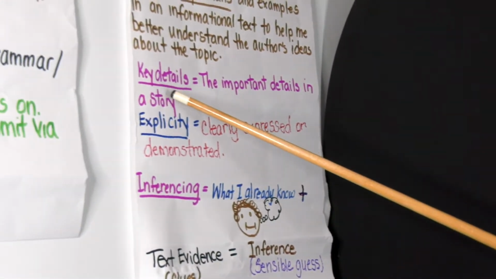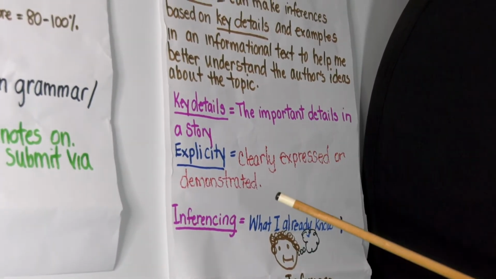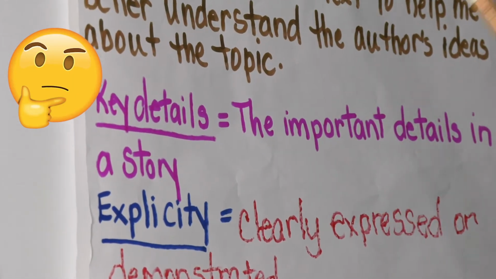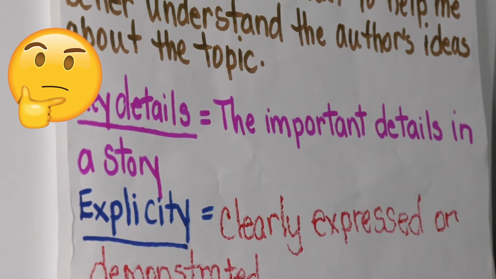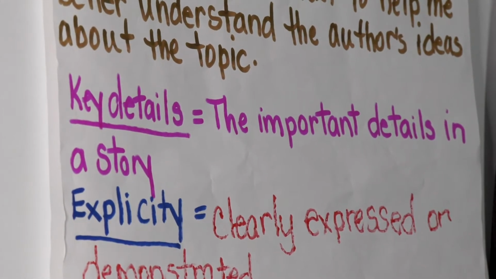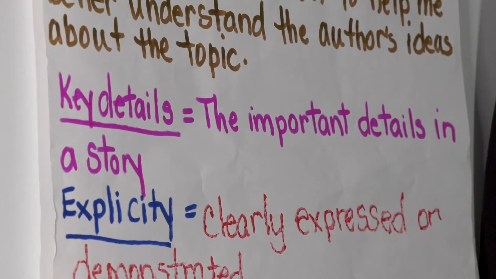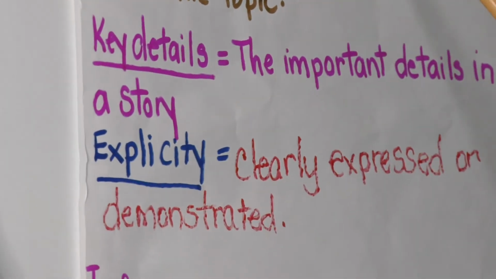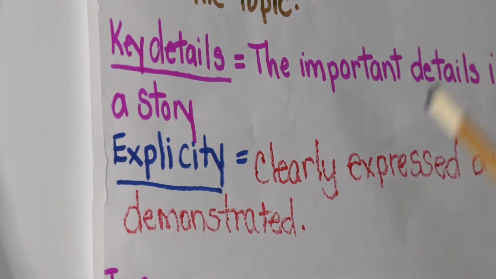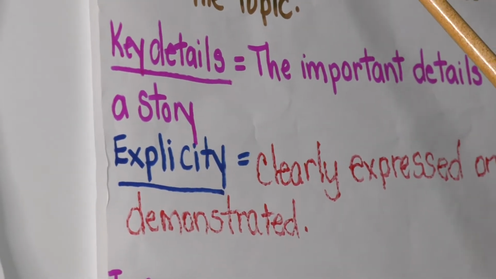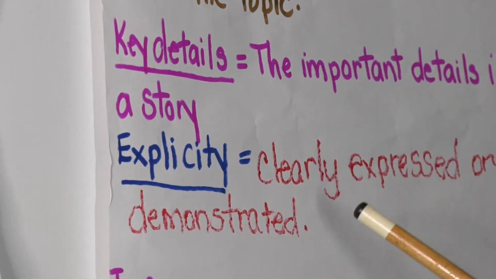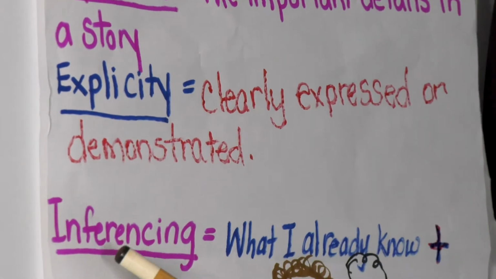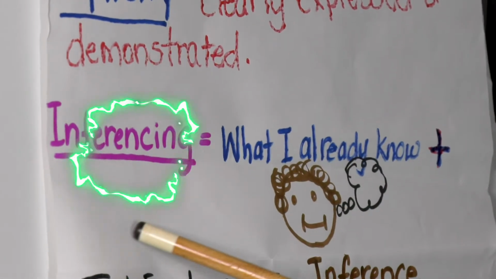For example, let's look at key details. We want to know what key details represent. What is the meaning of key details? Key details are the important details in a story. Those are the things that the author really wants you to pay attention to. And then we have another word there, explicitly. What does explicitly mean here when we're trying to understand this standard? It means clearly expressed or demonstrated. And then last but not least, let's take a look at the word inferencing.